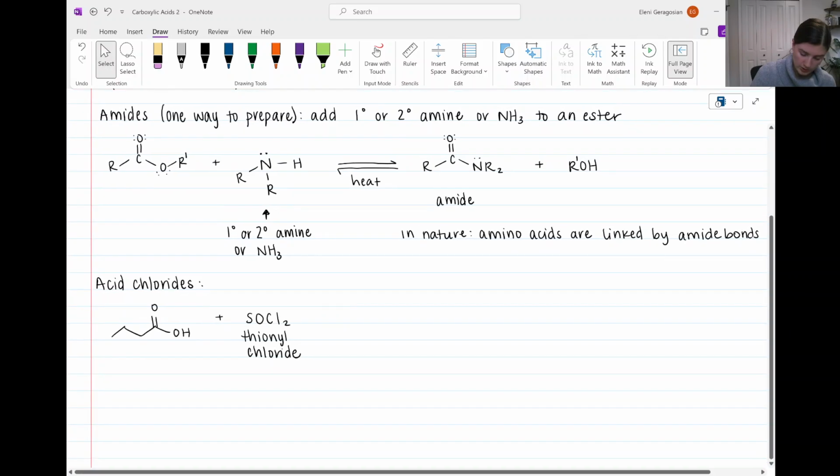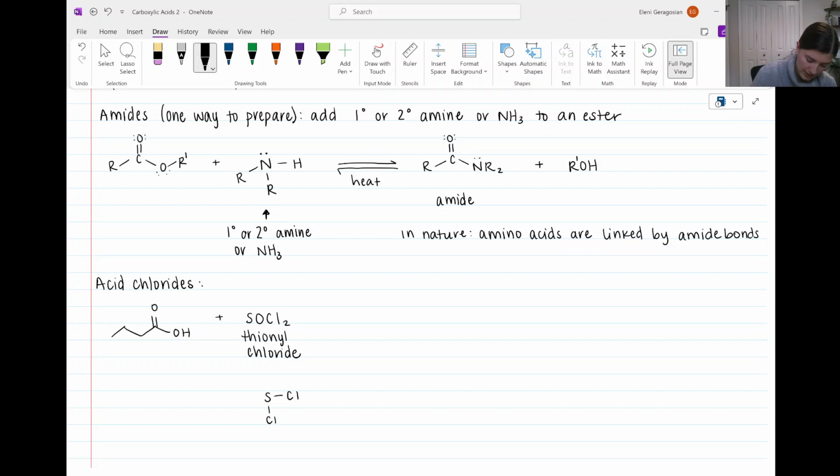And the structure, we have a sulfur bonded to 2 chlorines and double bonded to an oxygen. Sulfur is an element in the 3rd row, and so it has an expanded octet. It can hold more than 8 electrons in its valence shell. It can hold 10. And so it also has a lone pair. So this is thionyl chloride. This is also a liquid.